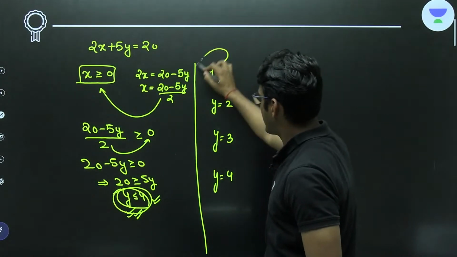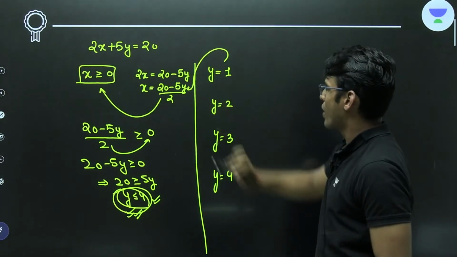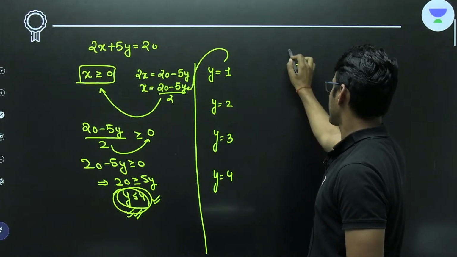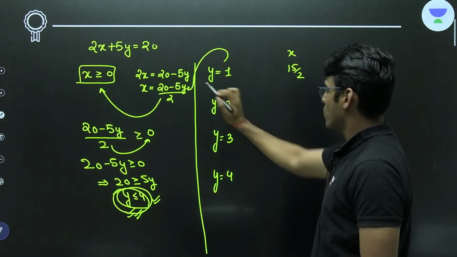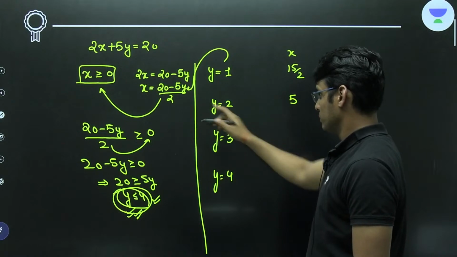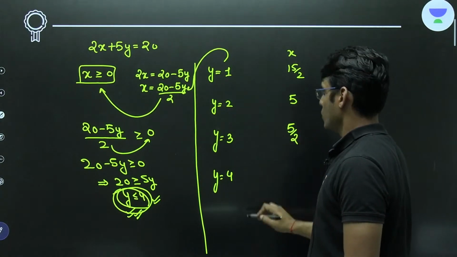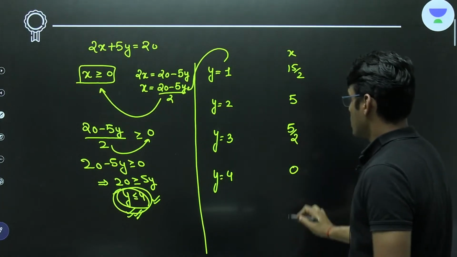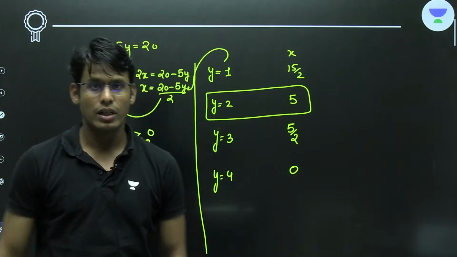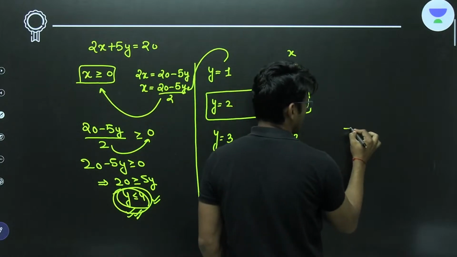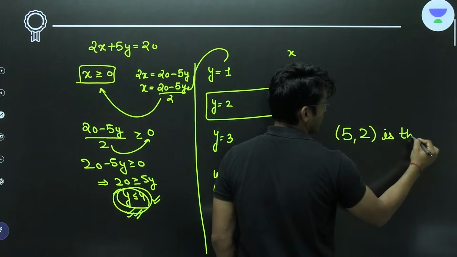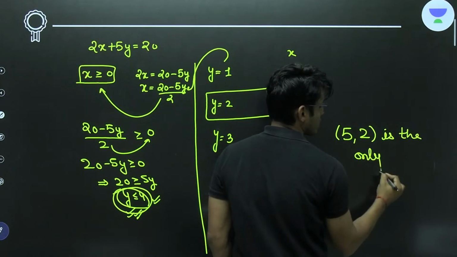Let's put these values of y here. If you put y equals 1 here, you will get 15 upon 2. This is x. With y equals 2, you will get 5. With y equals 3, you will get 5 by 2. With y equals 4, you get 0. So this is the only solution in which your x is also a natural number. And hence you conclude that 5, 2 is the only solution.